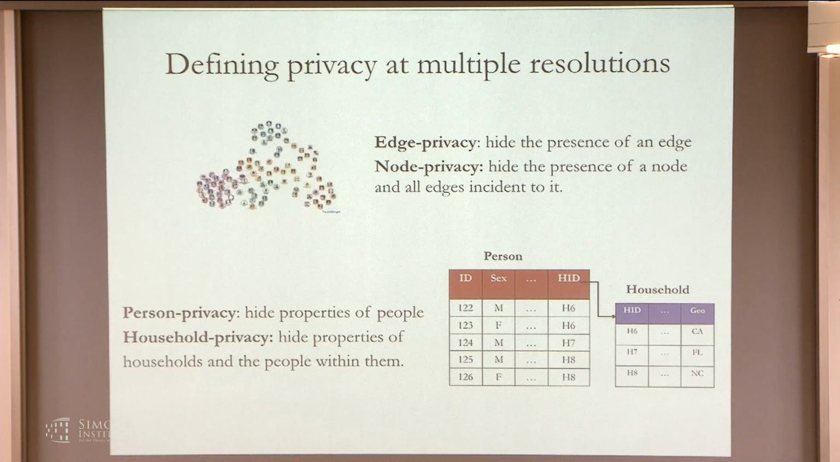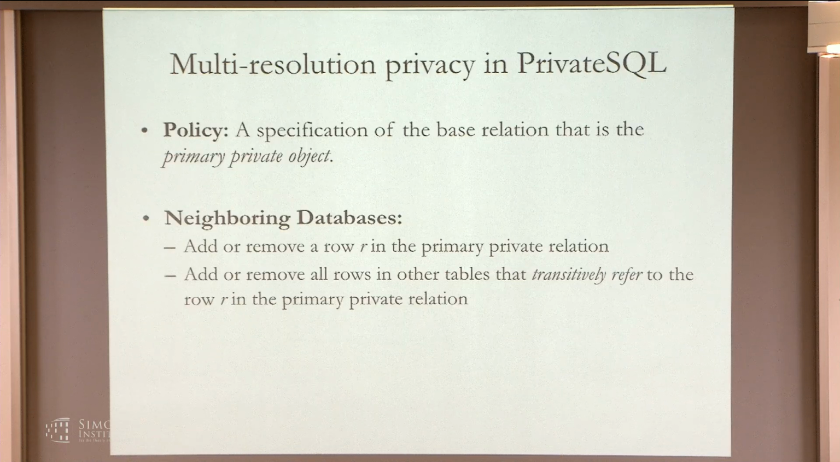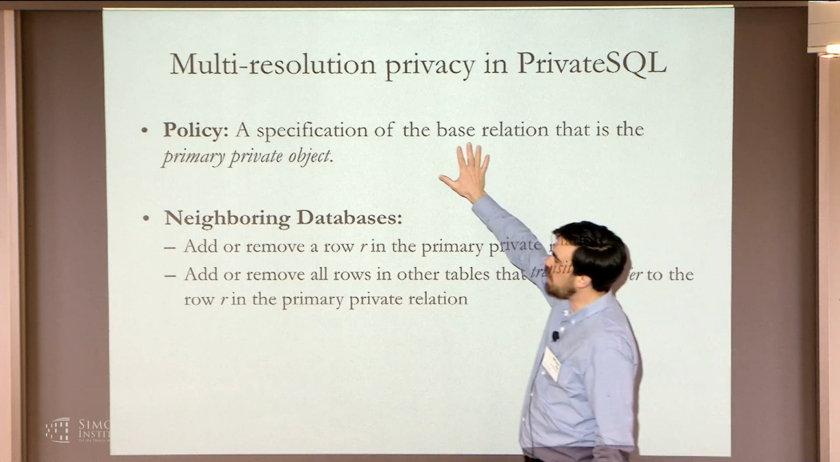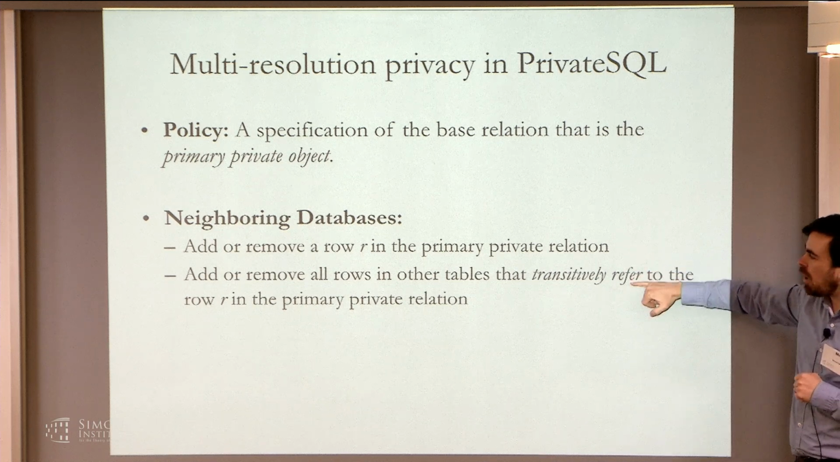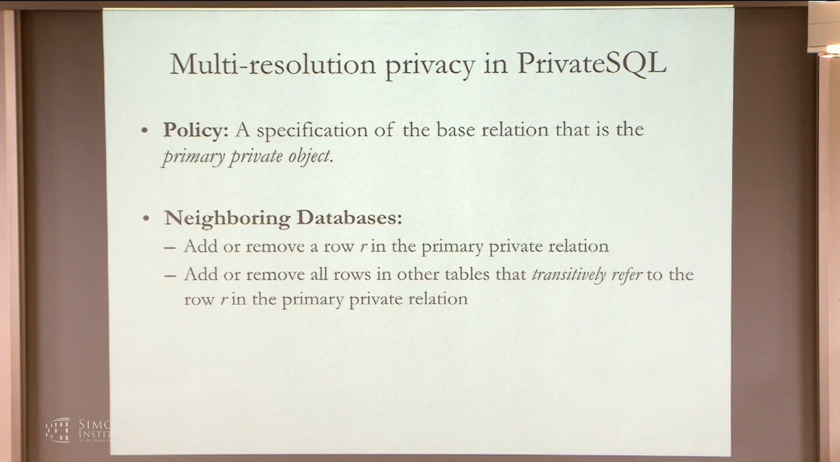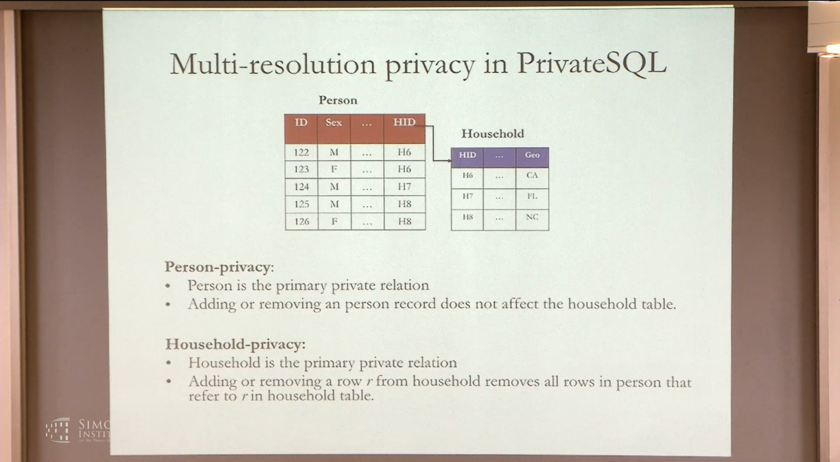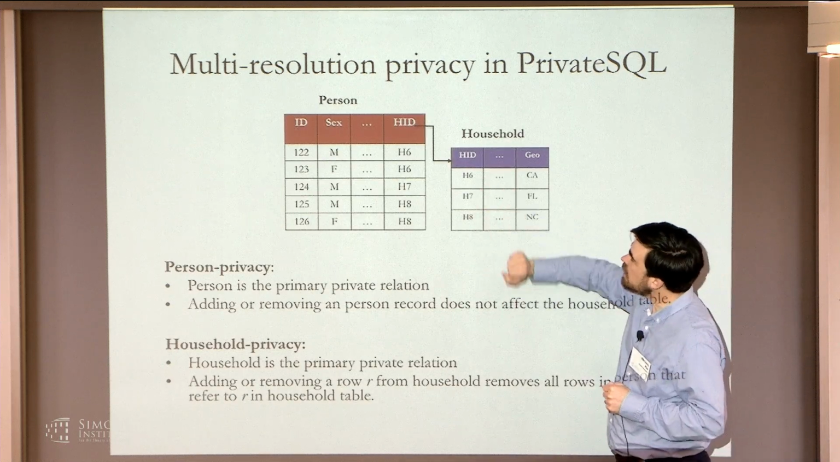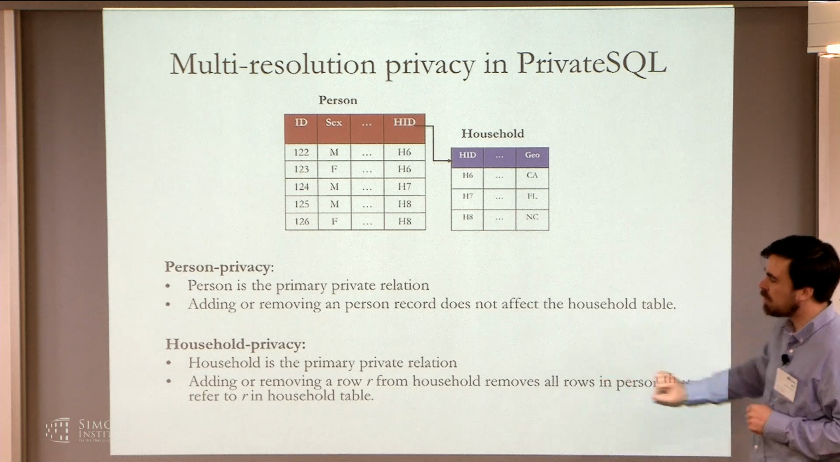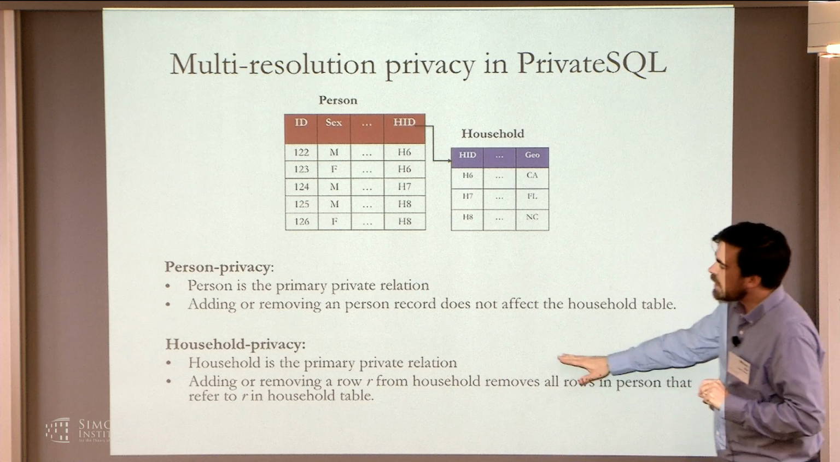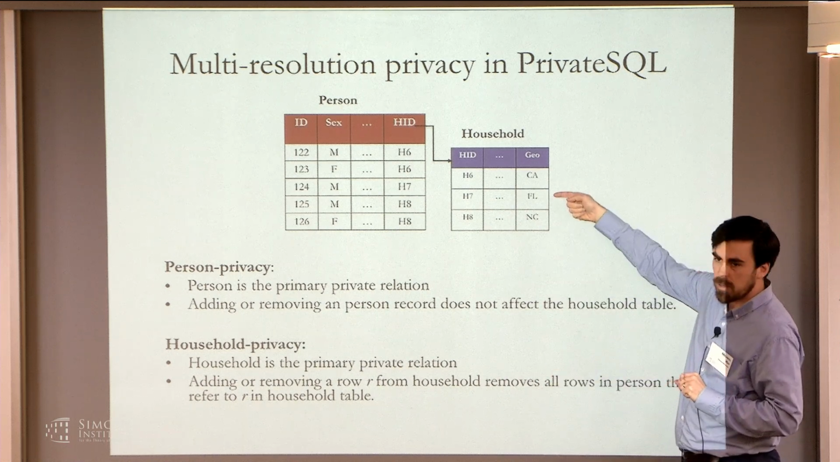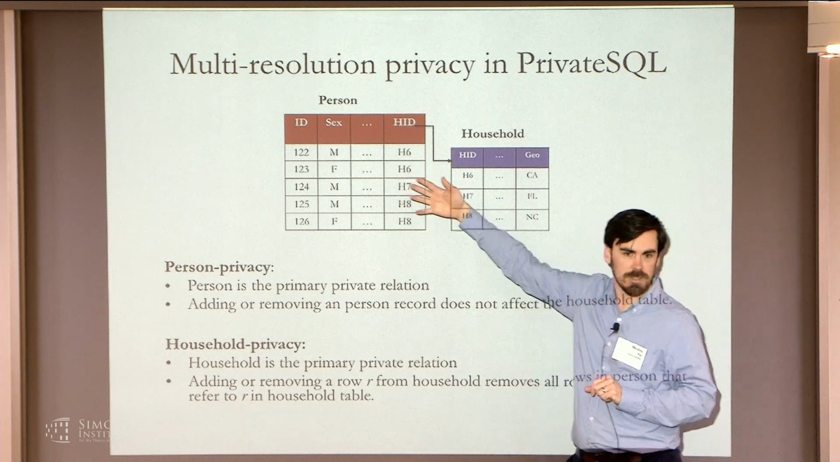We have a solution for defining privacy at multiple resolutions. I'll just briefly mention it. So we specify a privacy policy. You pick one table as your primary private object, but then you think about neighboring databases as adding or removing a row from that table, but also all of the tables that transitively refer to that table. So if we were to take this data here, let's look at household privacy. The household is the primary private relation, but neighboring databases occur by adding or removing not only a row in the household, but all of the members of that household as well.